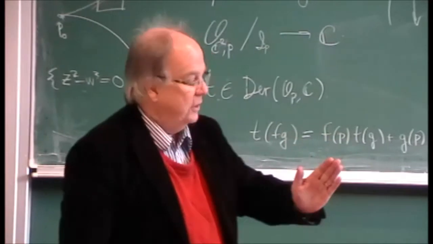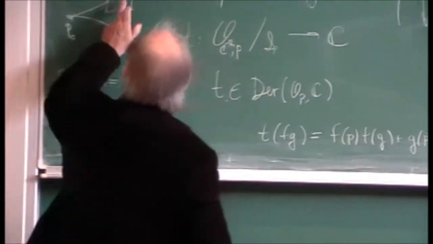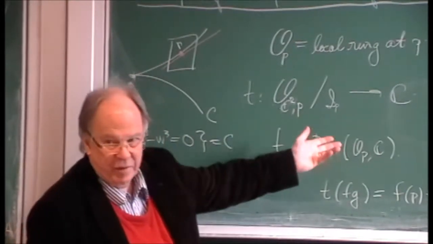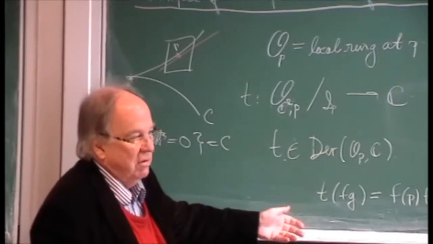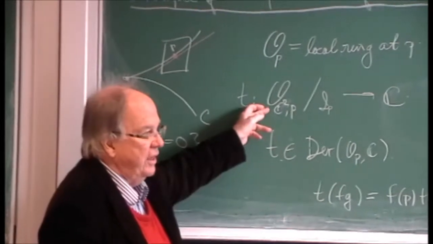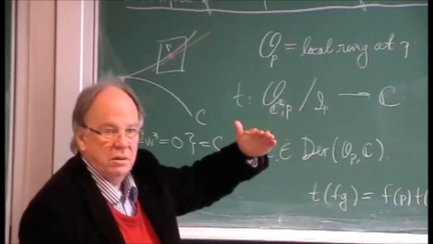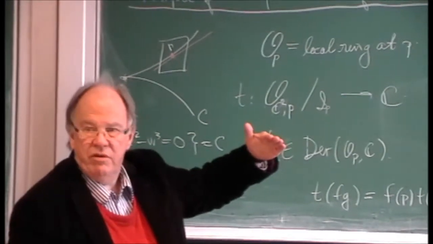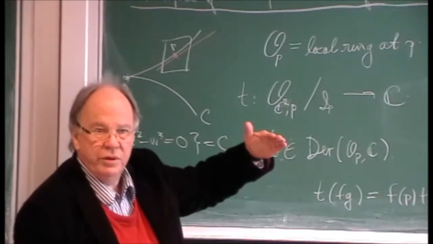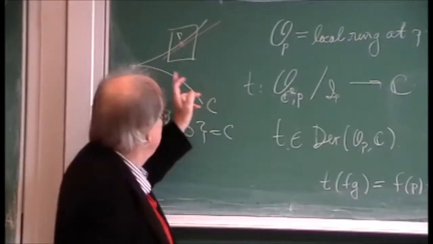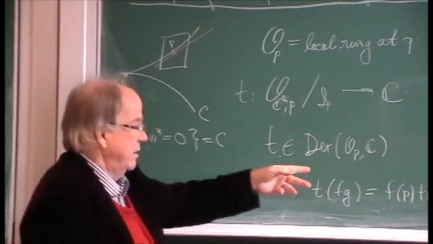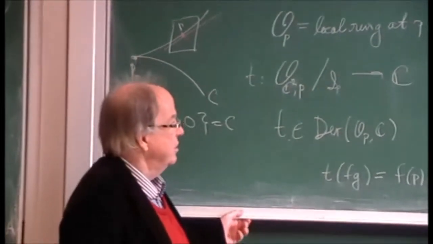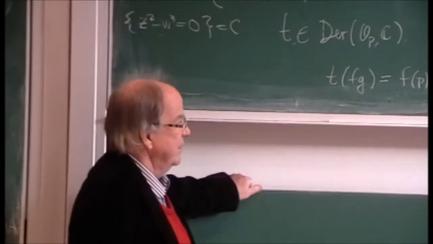At the smooth points, the tangent space is exactly what you think it is. You look down at the local functions. They are power series in so and so many variables. If it's dimension k, they are power series in k variables. And then the derivations are just the partial derivatives in those k variables, just like we have over the reals. However, when you come to a singularity, this thing jumps. So this is the tangent sheaf.